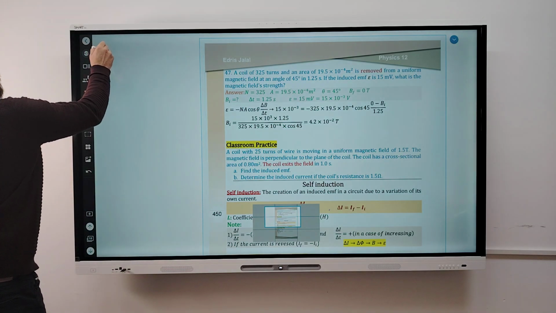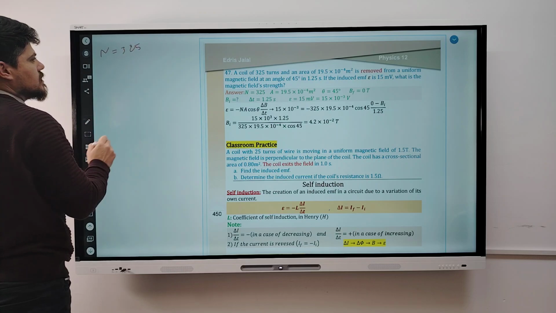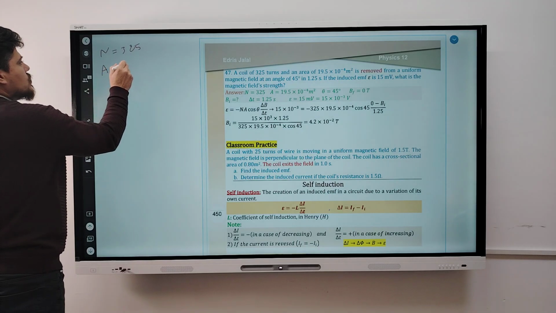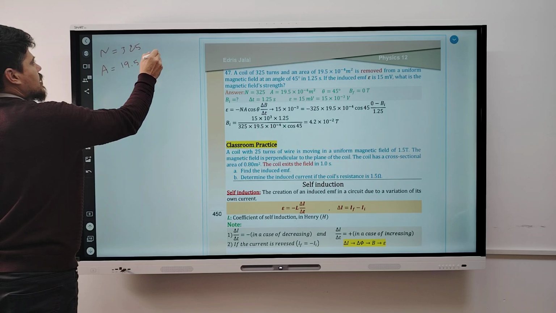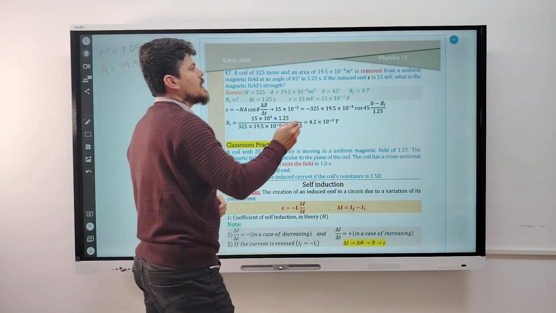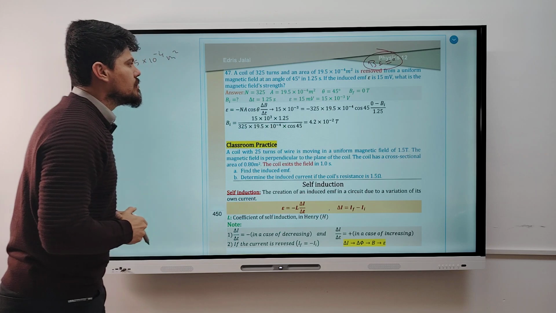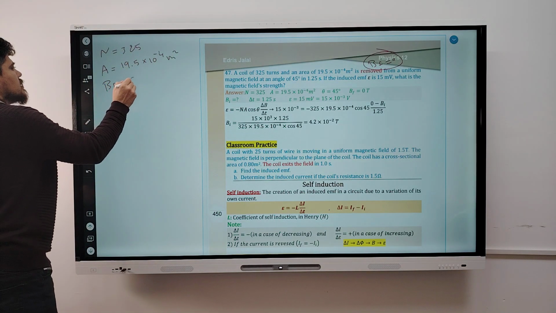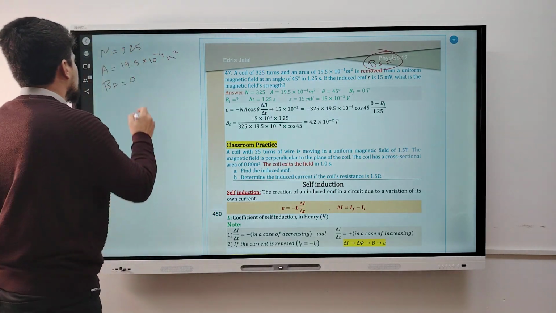Okay, number of turns is equal to 325 turns, and the area is equal to 19.5 times 10 power negative 4 meters squared, is removed. What do you mean by removed? It means that B final is 0. B final is equal to what? 0. Okay, B final is 0 because the coil is removed from the uniform magnetic field.